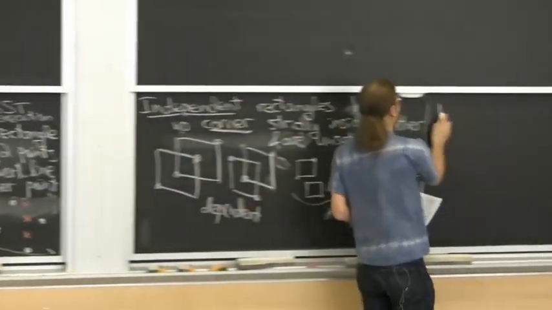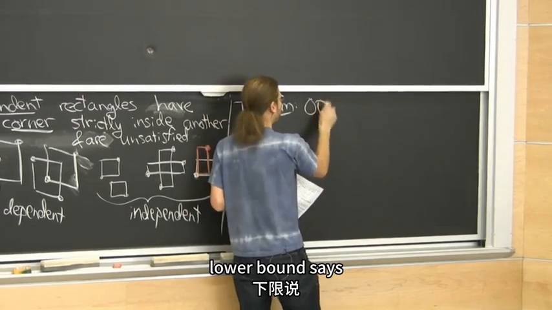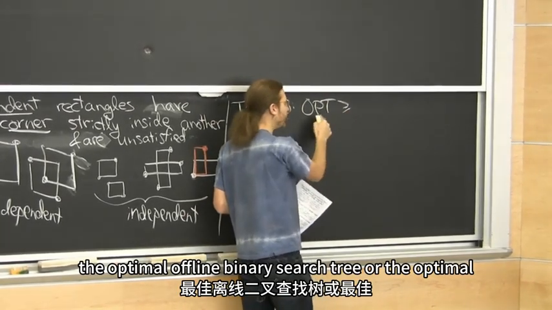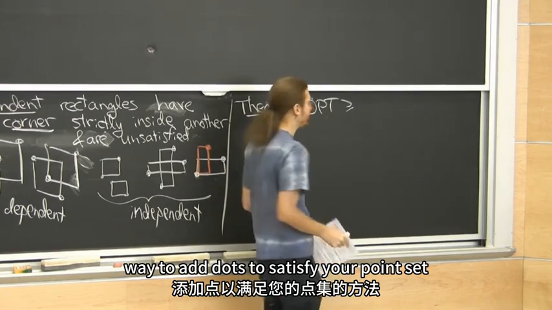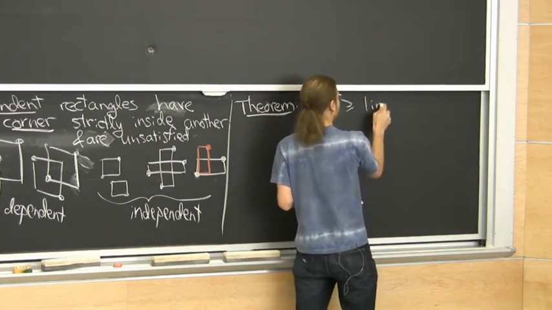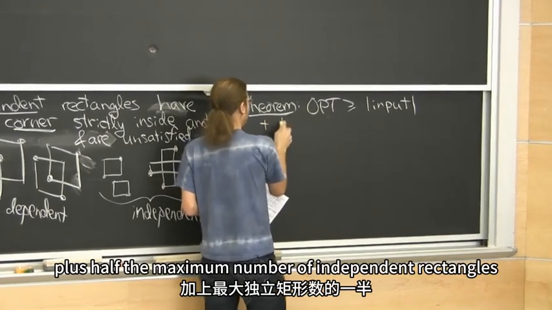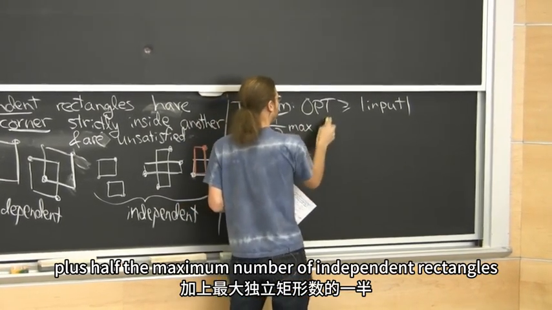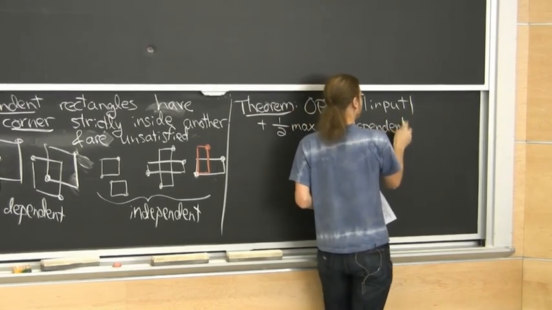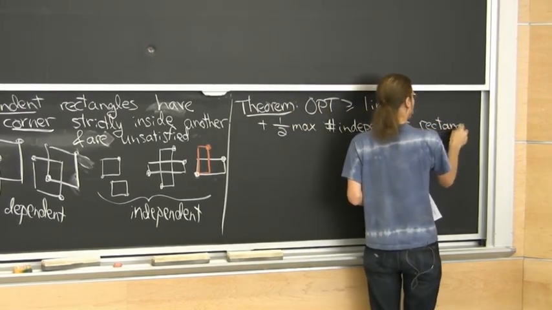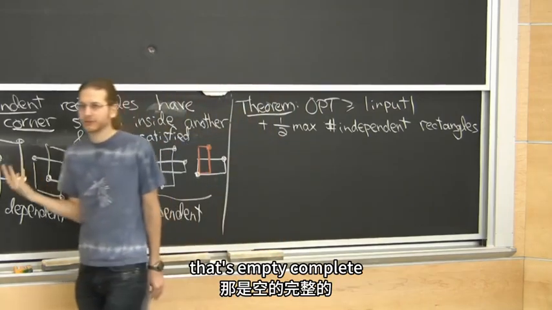So what? The lower bound says the optimal offline binary search tree, or the optimal way to add dots to satisfy your point set, is going to be at least the size of the input, meaning the number of initial points you have, plus half the maximum number of independent rectangles. Okay, so this is a max independent set problem. In general, that's NP complete.